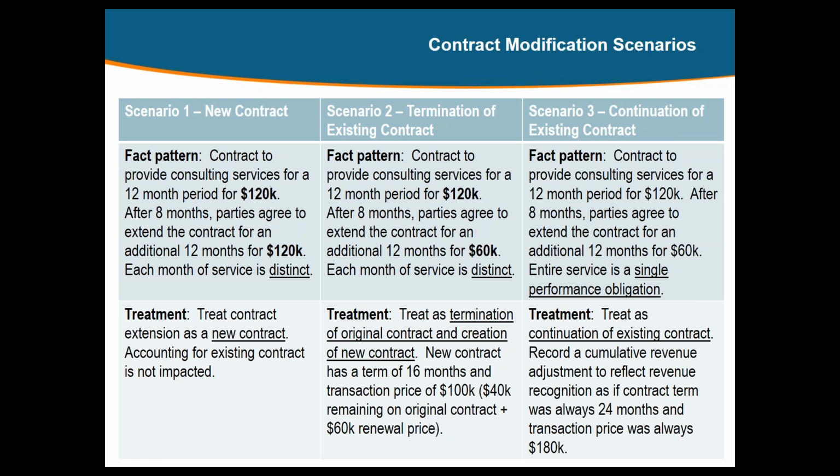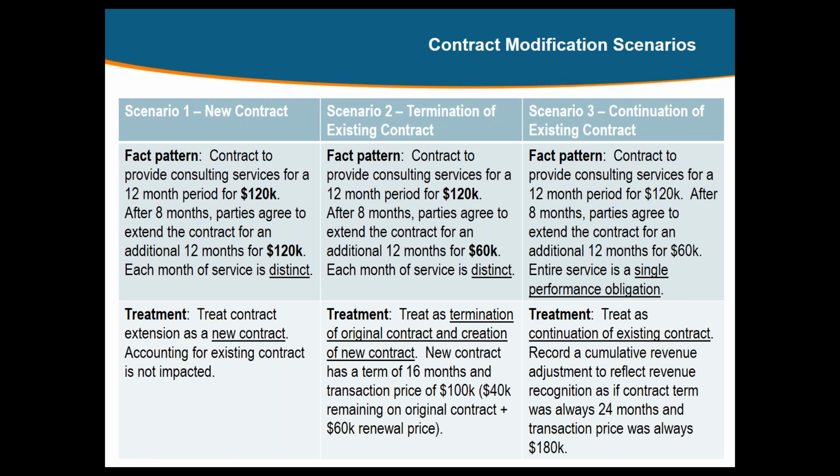So what that means from a numbers perspective in this example is, as of the date of the modification, assuming it was straight line revenue recognition, the entity would have recognized $80,000 of revenue, 8 months of service, $10,000 per month. So at the point of the modification, you still have $40,000 left to recognize on the original contract, plus the $60,000 in the new contract.